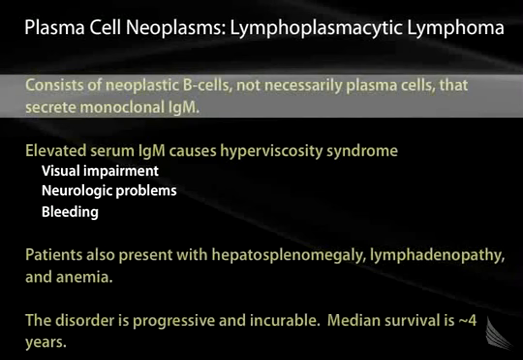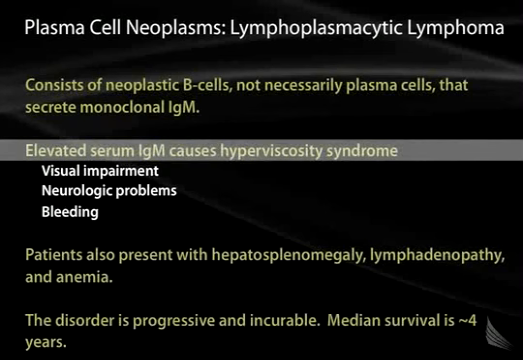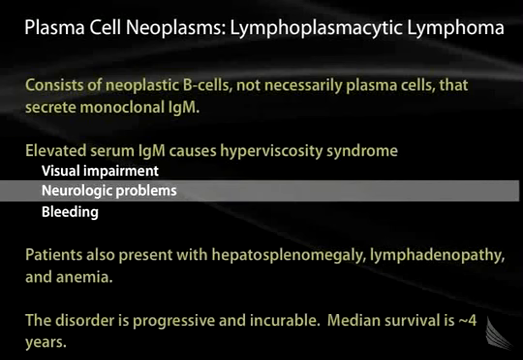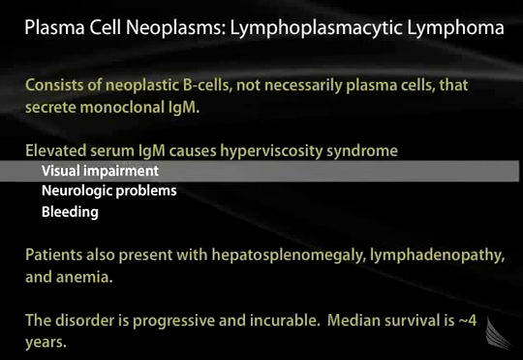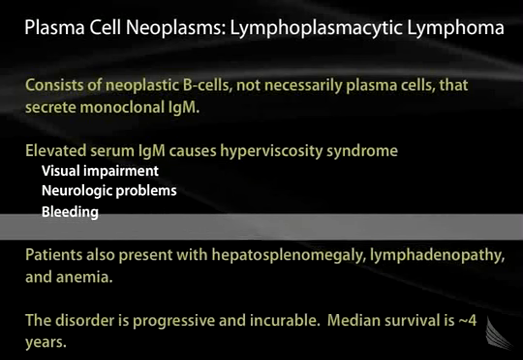Lymphoplasmacytic lymphoma consists of neoplastic B cells that can secrete a monoclonal IgM. And if you remember, IgM is oftentimes a pentavalent, or 5 Ig proteins dense, that can cause a hyperviscosity syndrome depending upon where that hyperviscosity is occurring. If it occurs in the brain, it can cause neurologic problems. If it occurs in the vasculature of the eye or the retina, it can cause visual impairment. And it can also cause bleeding with that associated hyperviscosity.